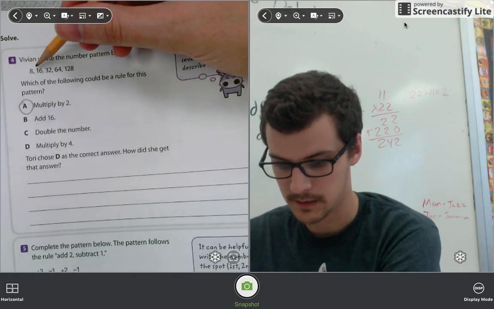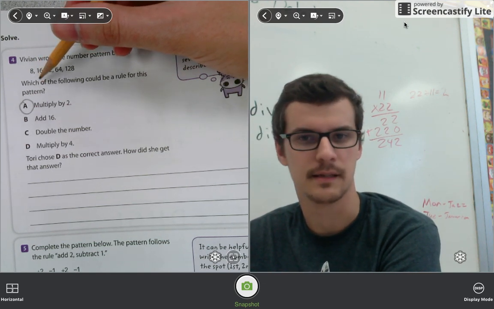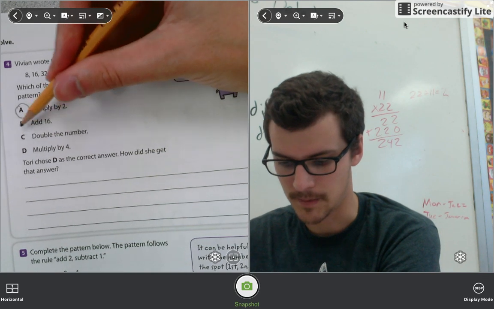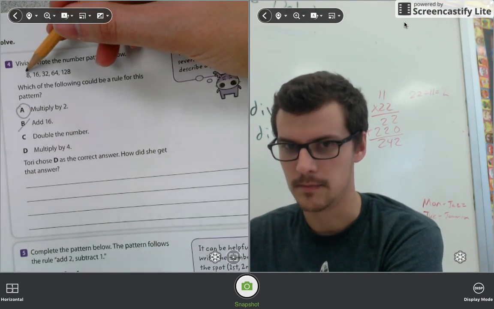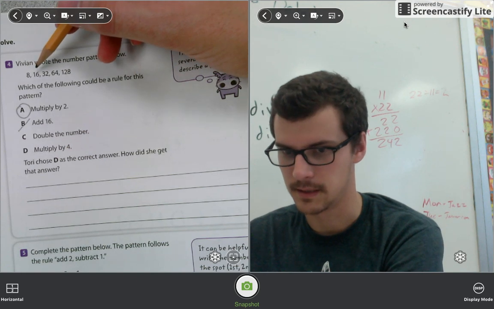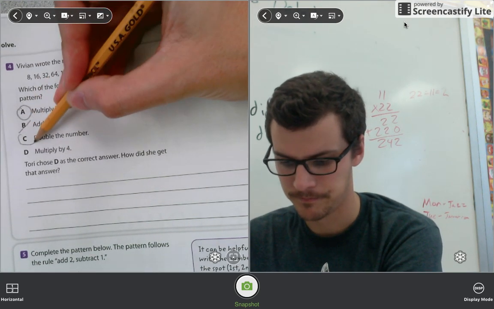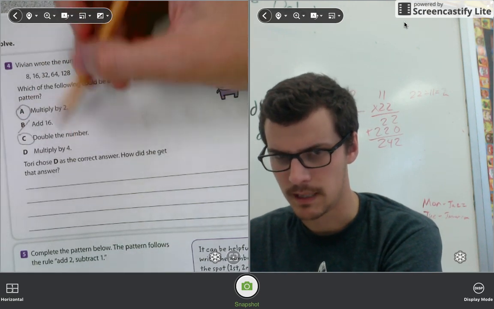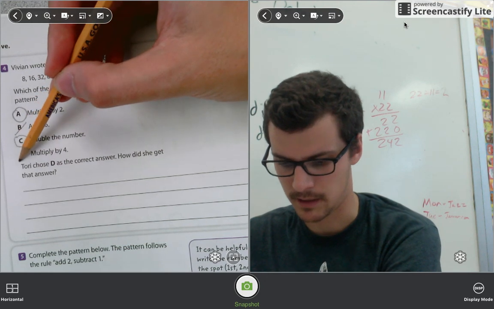Add 8 to the number: 8 plus 8 is 16, but 16 plus 8 is not going to be 32. That's automatically out. It says double the number. 8 plus 8 is 16. 16 plus 16 is 32. So that's going to be the exact same principle as multiplying by 2. Multiply by 4. 8 times 4 is 32. So I know on the very first go that no, that can't be right.